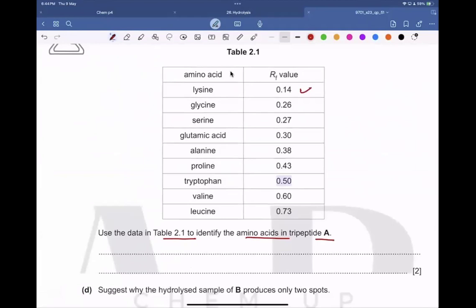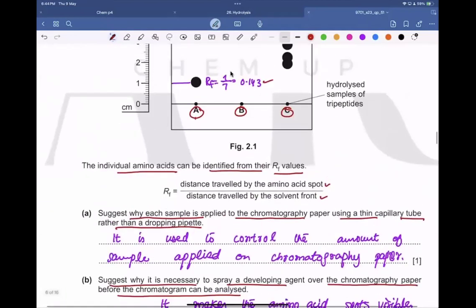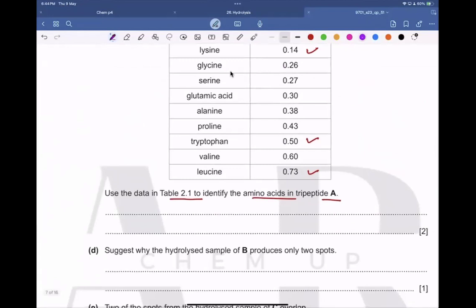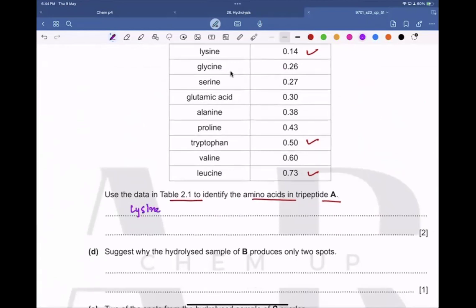0.14 means it is lysine. 0.54 is tryptophan, and 0.786 is leucine. See, is this understandable? So lysine, tryptophan, and leucine.